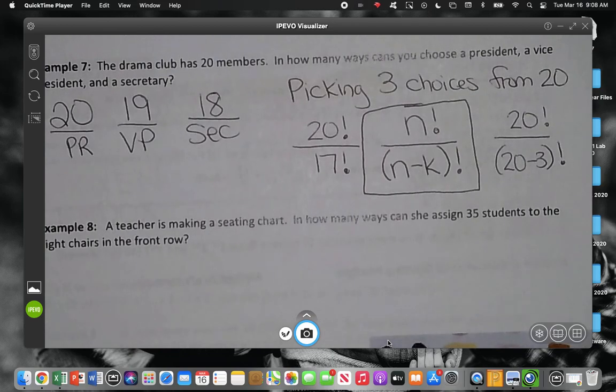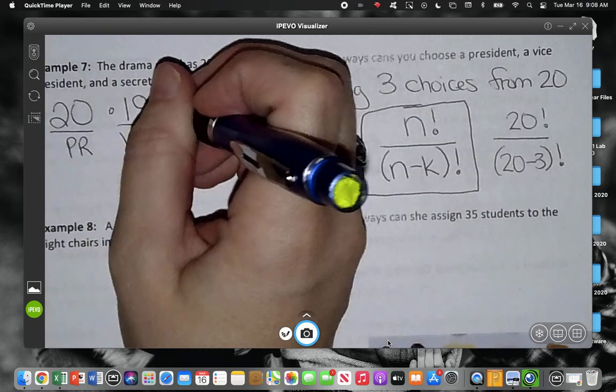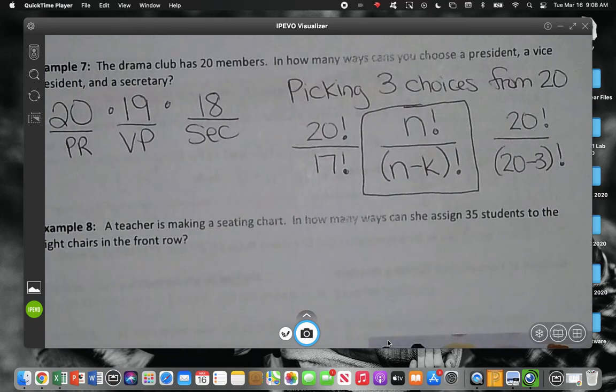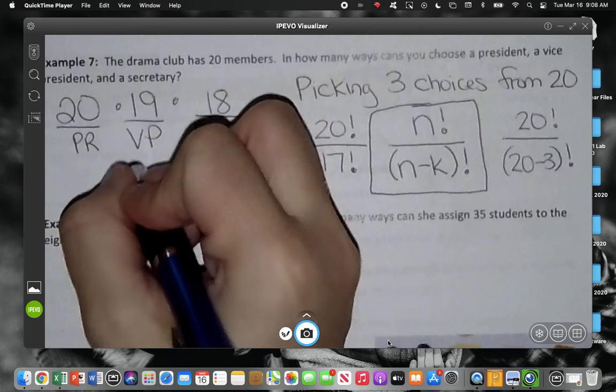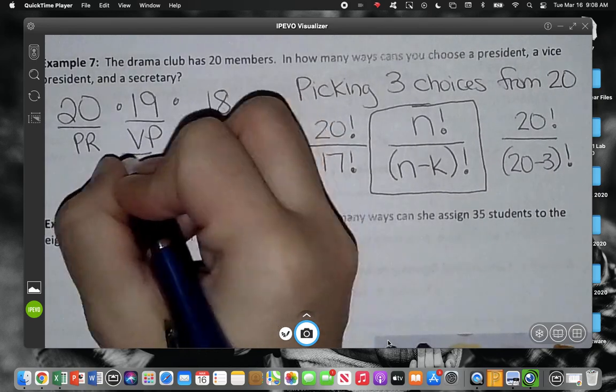So then we would multiply 20 times 19 times 18, and I can help you with that. When you multiply, that gives us 6,840 ways.